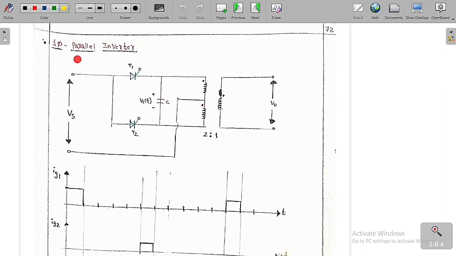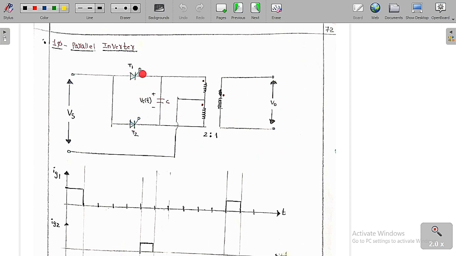So now we are going to study the single phase parallel inverter. We are going to study it in a detailed manner. So this is the circuit diagram of the single phase parallel inverter.